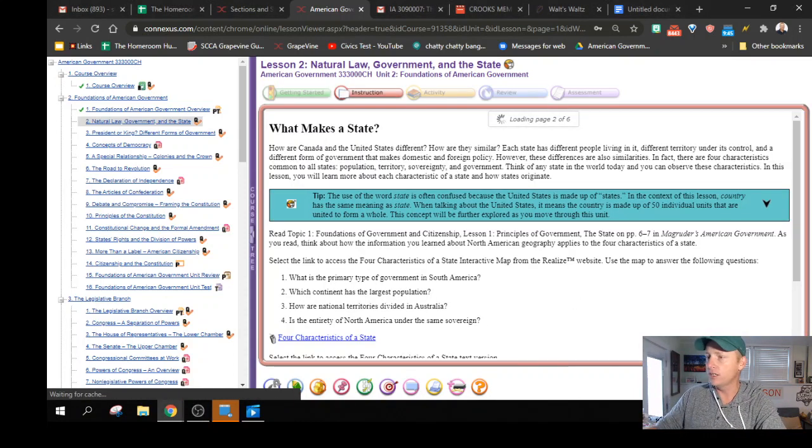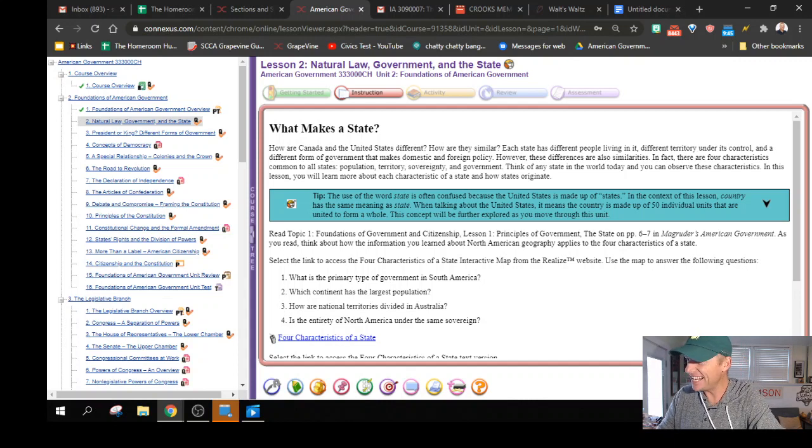All right, so on to number 2. What makes a state? How are Canada and the United States similar? How are they different? Each state has different people living in it, different territories under its control, and a different form of government that makes domestic and foreign policy. However, there are also similarities. In fact, there are 4 characteristics common to all states: population, the people who live there; territory, the actual land itself; sovereignty, how they take care of that land; and government, how they set up their laws and things such as that.